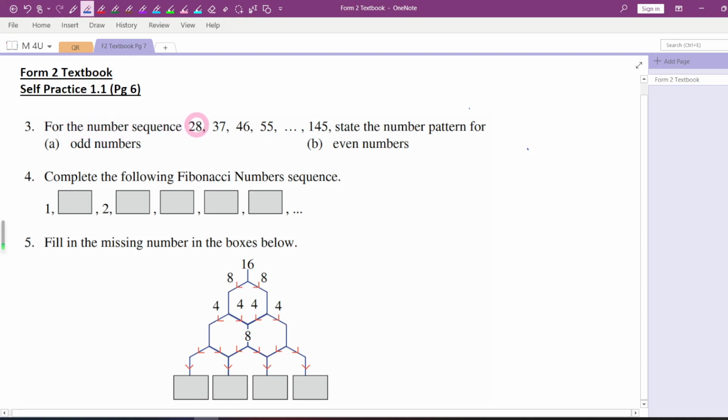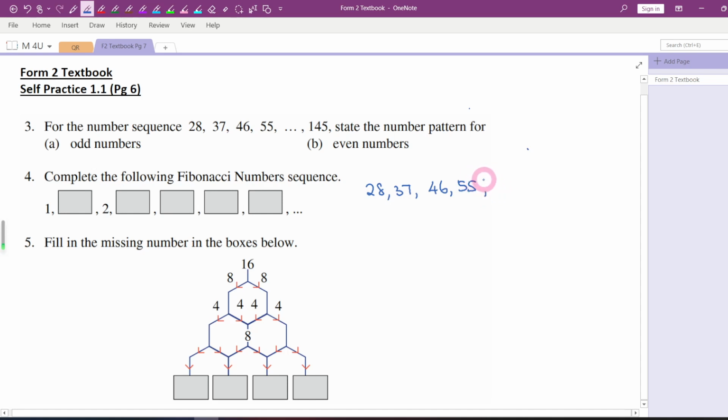For the number sequence 28, 37, 46, 55 and so on until 145, we want to state the number pattern for odd number and even number. What does this question mean? Okay, now forget about A and B first. Let's look at this given number sequence. 28, 37, 46, 55. What's the next term?